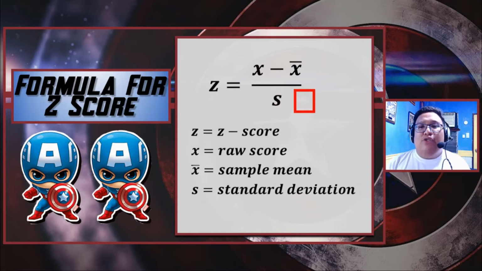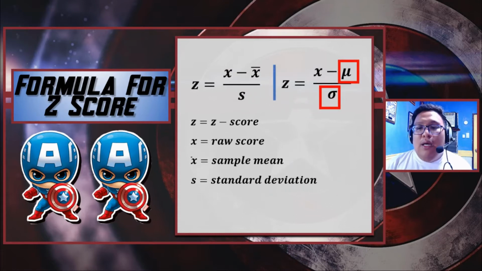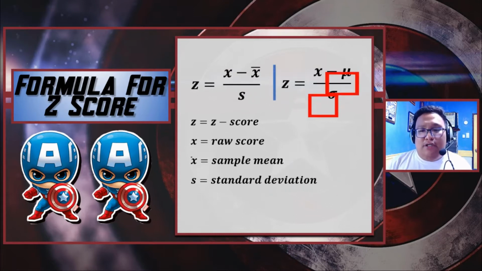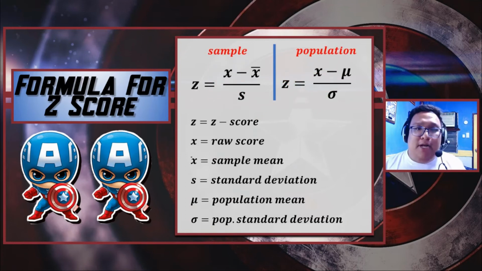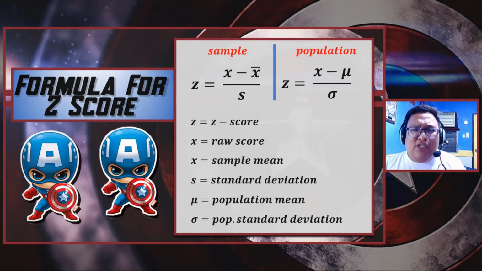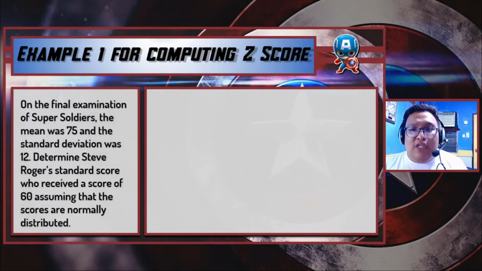Alright, so sometimes you will see this formula too, because these parameters tackle the population mean and the population standard deviation. But nevertheless, pareho lang naman siya ng gamit, okay? Nagkaiba lang ng symbols because the other one is for samples and the other one is for the population. Okay? So let's try solving for z-score. So let's have this first example.